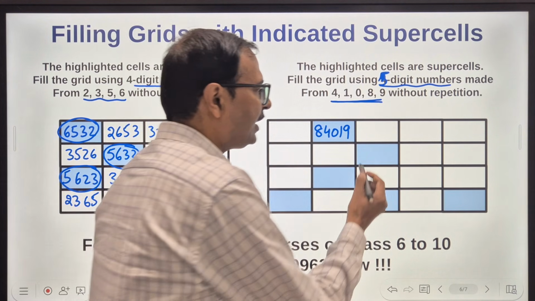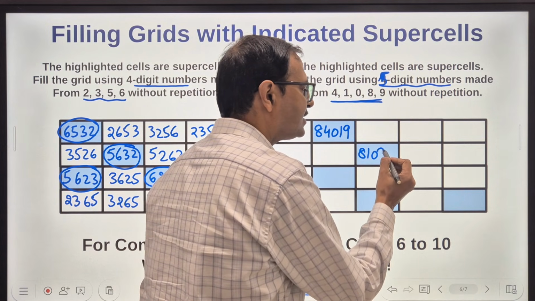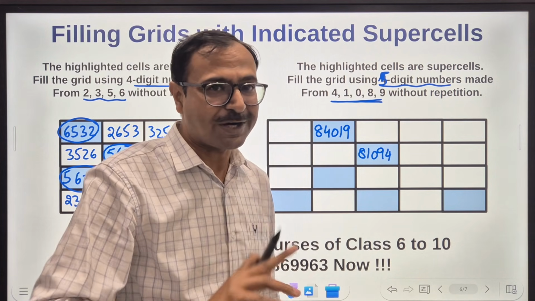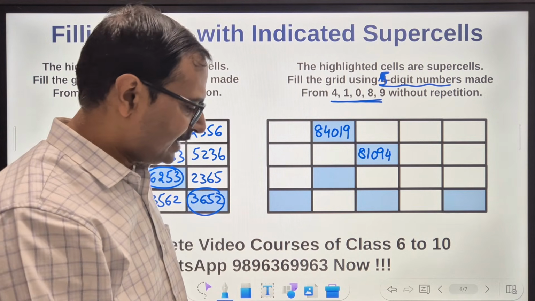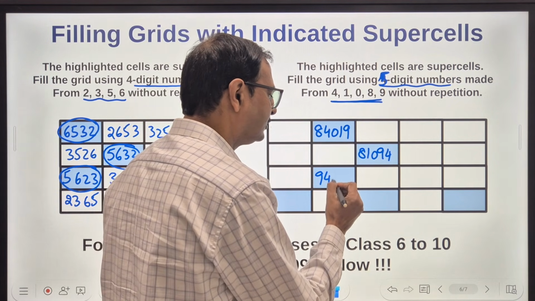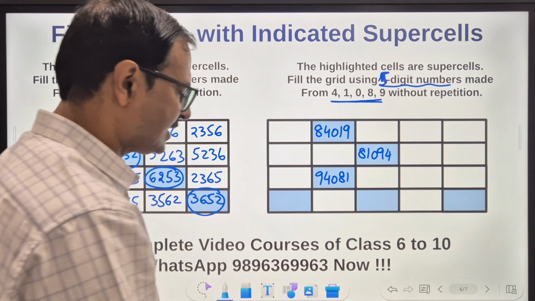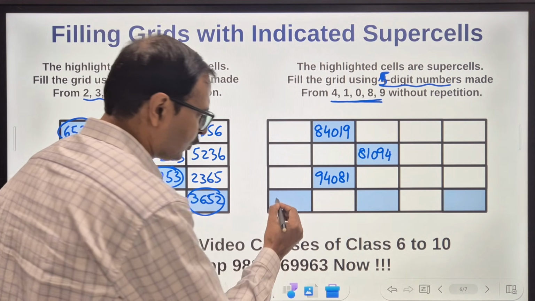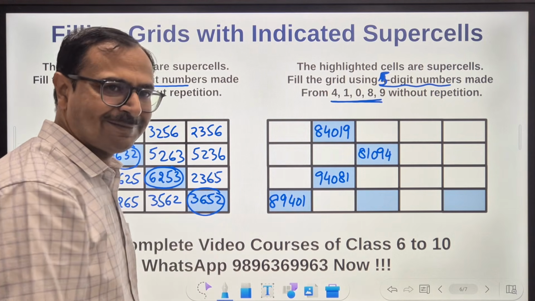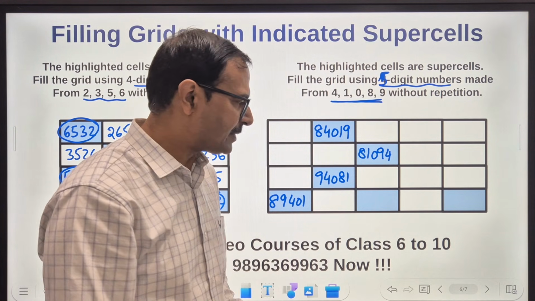Next up we have 81094 here. This is again a 5-digit number. Be careful not to start with a 0, okay? And then we have the number 94081 here, which we can put in this cell. 89401 here. See, all numbers begin with 8 and 9, and you understand the purpose now.